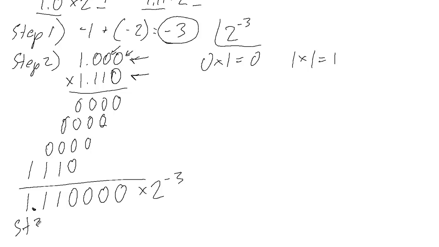Step 3 is actually to take this product we received and take it down to only the significant figures that we previously have been using. So we would end up with 1.110 times 2 to the negative 3.